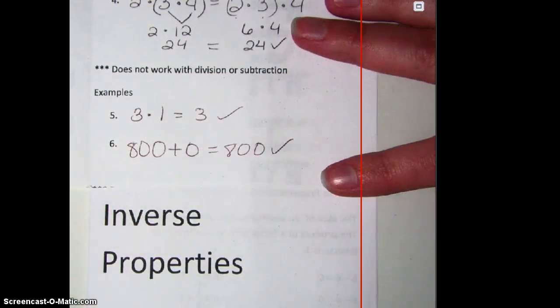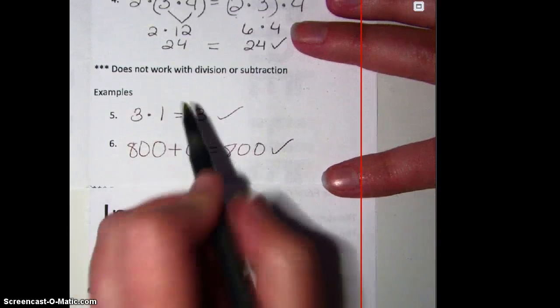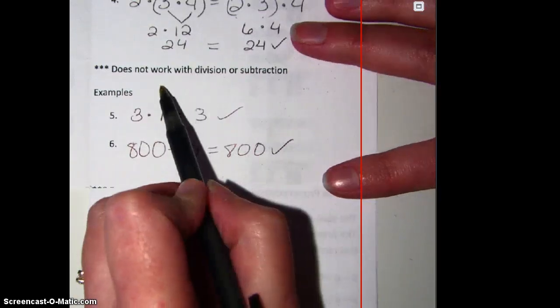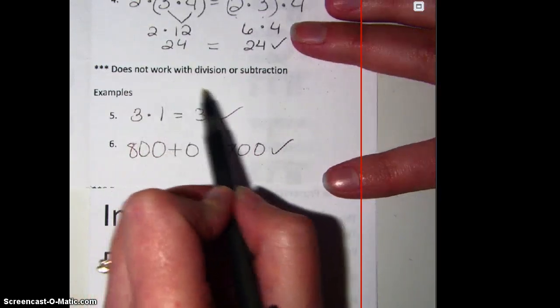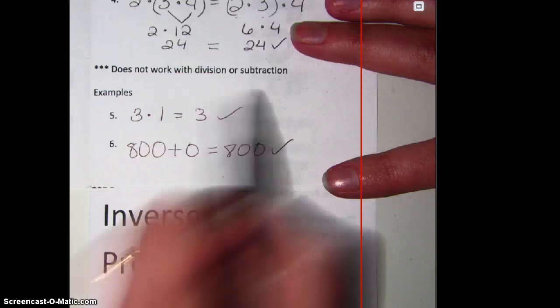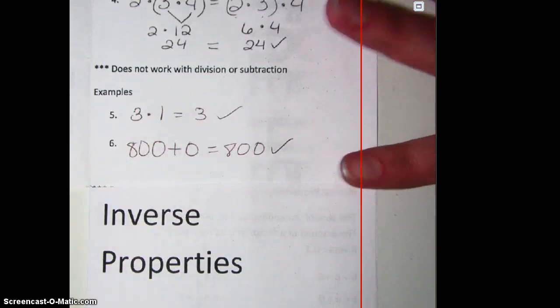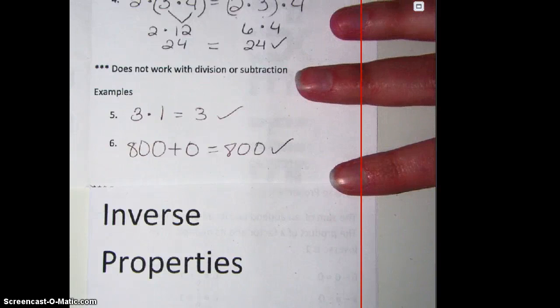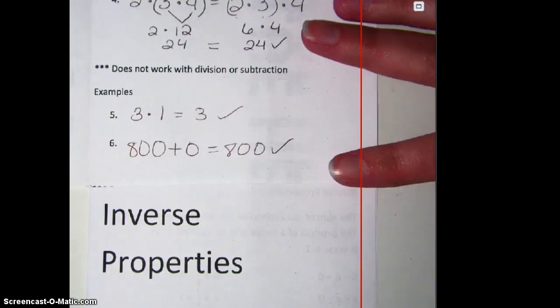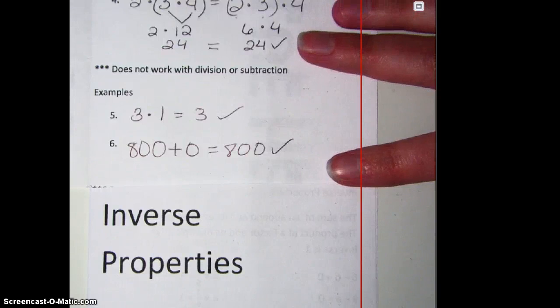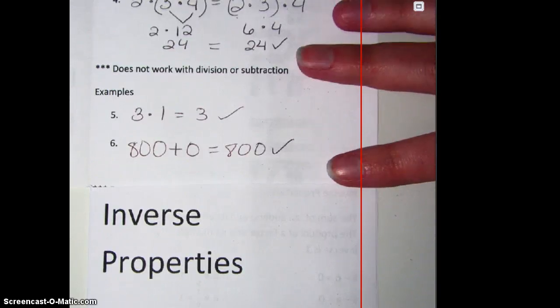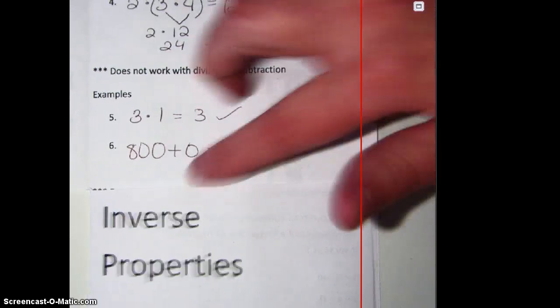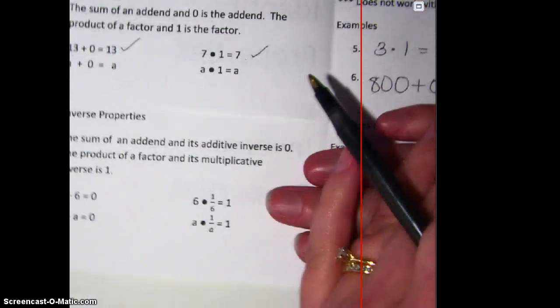That's true. Now, the next part that says up here in asterisk again is does not work with division or subtraction. Okay, so we need to remember that it's not going to work with division or subtraction. For example, 1 divided by 3 is 1/3, not 3. Inverse. Let's take a look at inverse.